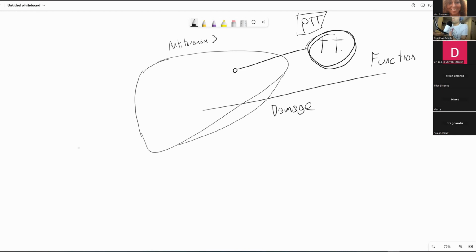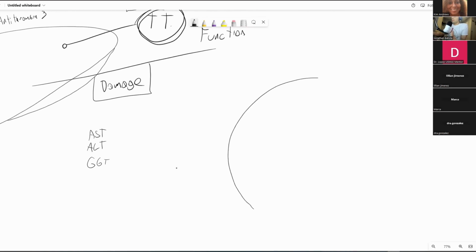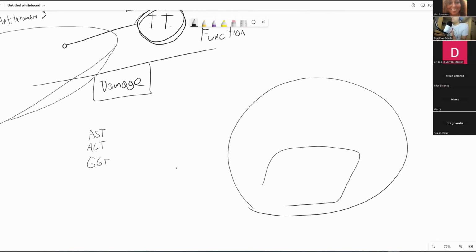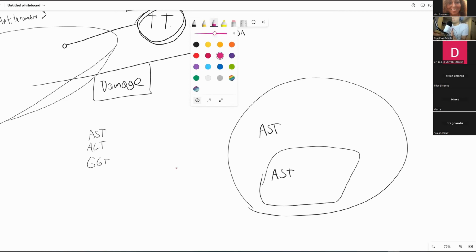Now let's look at damage. What I mentioned was liver enzymes. So yes, you have GGT, you have your AST, and you have ALT. Let's understand this. In the hepatocytes, you'll have mitochondria, and within the mitochondria you have AST. But you also have AST in the cytoplasm. What you actually have is ALT at a very high level in the cytoplasm and almost no ALT in the mitochondria.